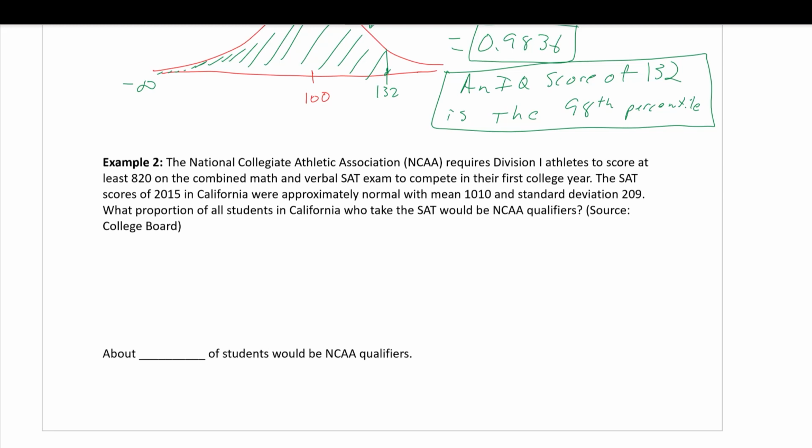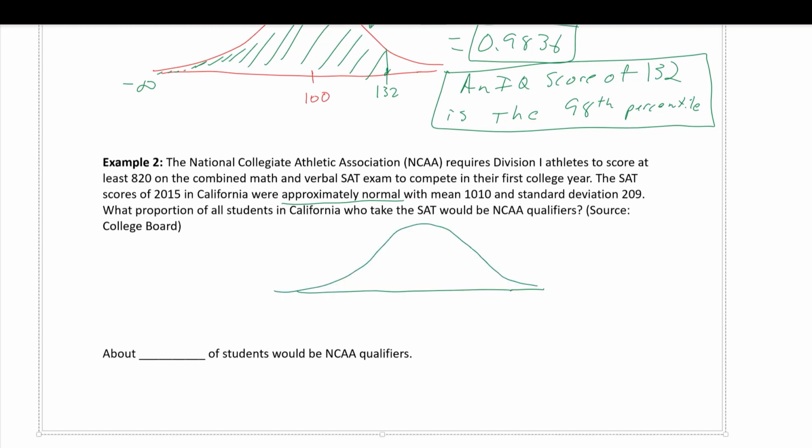Source, College Board. Okay, again, we're dealing with an approximately normal distribution. So let's go ahead and draw the picture here. Let's identify the center. In our case, the mean is 1,010 with the standard deviation of 209. Let's label the mean here. Okay. Now, what was the question here?